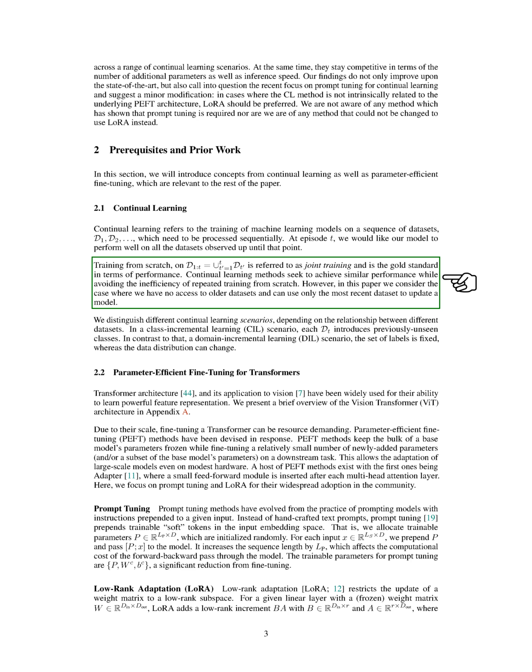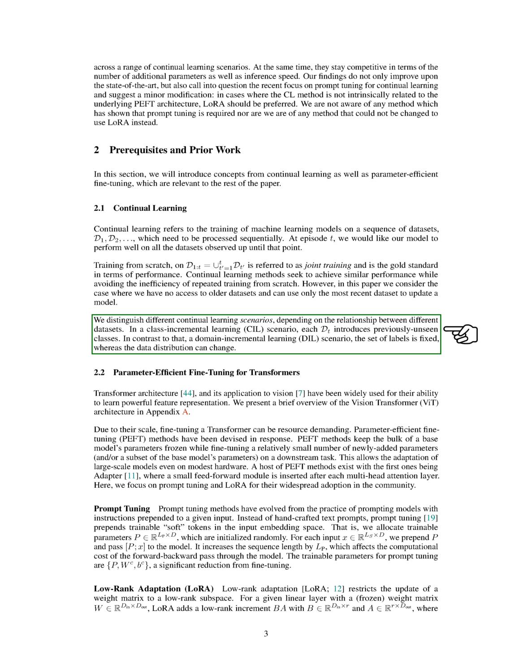Starting from scratch on each dataset is called joint training and is considered the best in terms of performance. Continual learning methods aim to achieve similar performance without the inefficiency of training from scratch every time. However, in our paper, we focus on a scenario where we can only use the most recent dataset to update a model because we don't have access to older datasets.